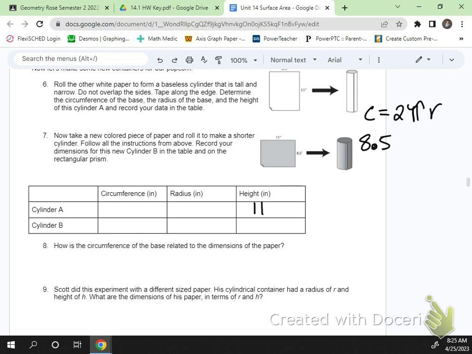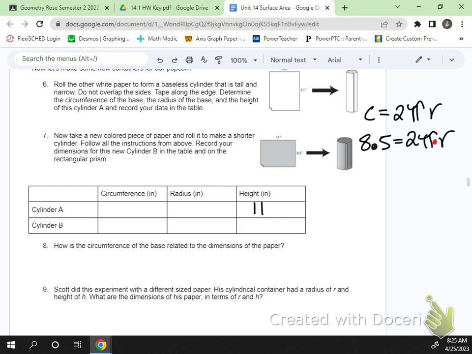You're writing this down. I know the circumference is 8.5 because I rolled the piece of paper together and this 8.5, the short side, was our C, our circumference. Are we visualizing that? Are we okay with that? And now we're going to solve for R. We're going to do some algebra. How do I get R by itself?